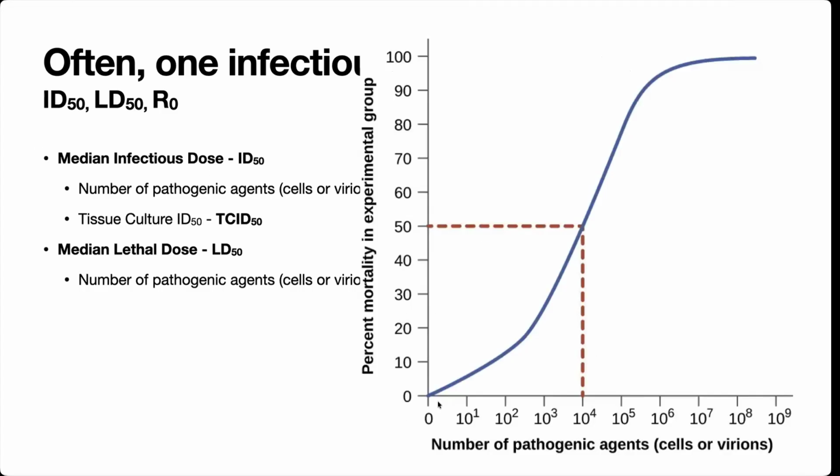And so you'll see that as the number of pathogenic agents increase, eventually we have 50% of mortality within the experimental group. This could also be done with cell culture. Usually it's done with like mice or rats, and sometimes other organisms. But right here, what we see is that we have a 10E4, so that's 10,000 pathogenic agents, resulting in 50% death across the experimental group.